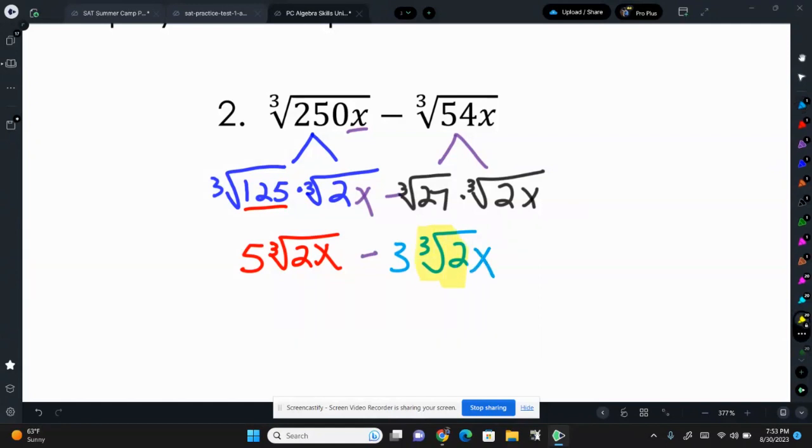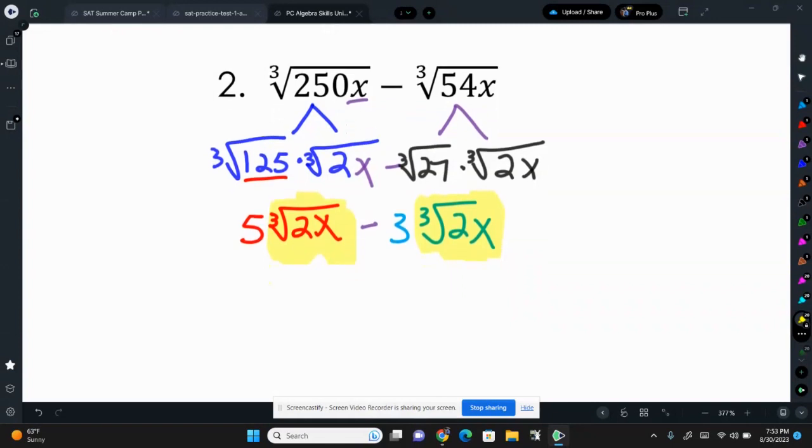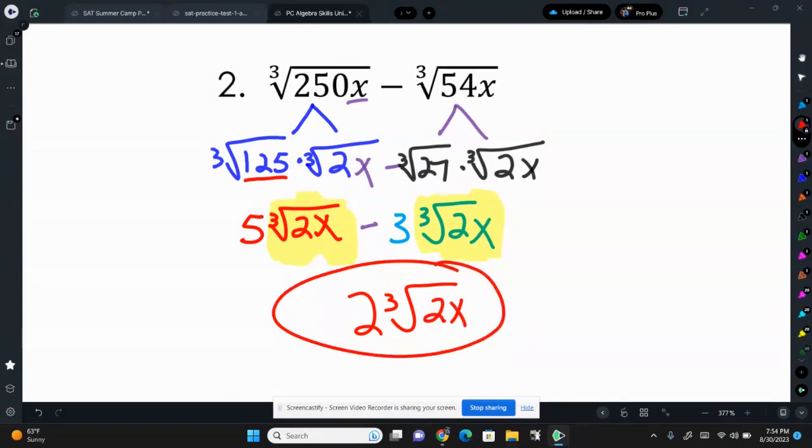Now that these are exactly the same, we can combine them. Now, if one of them was the square root of 2x and the other one was the cube root of 2x, we could not combine them. It has to be exactly the same. So then this is going to be 2 times the cube root of 2x as your final answer.